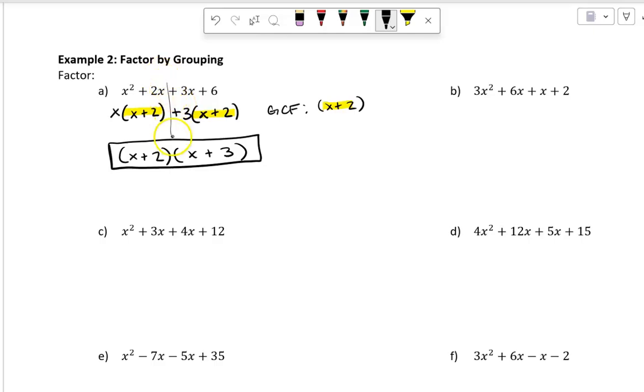Again, we draw a line down the middle, GCF on the left and the right, and then finally the GCF of all of it was x plus 2. That comes out, and the rest stays in for its own factor.